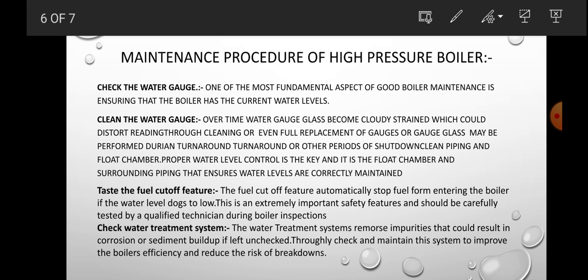The water treatment systems remove the impurities that could result in corrosion or sediment buildup if left unchecked. Maintaining these systems improves the boiler efficiency and reduces the risk of breakdown.